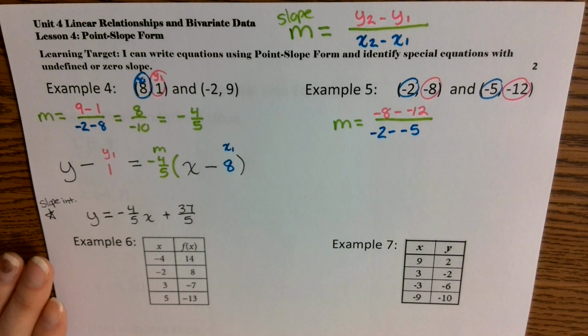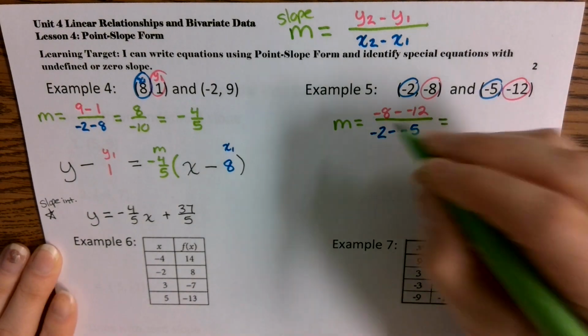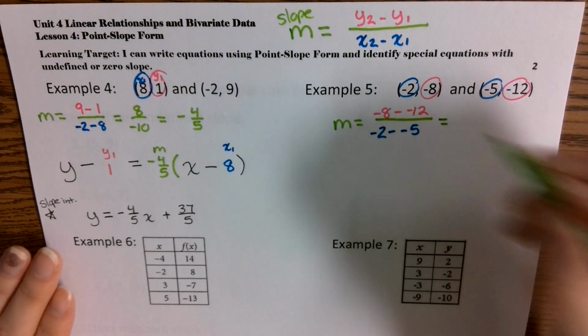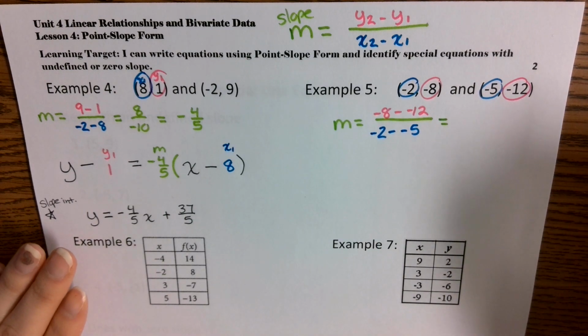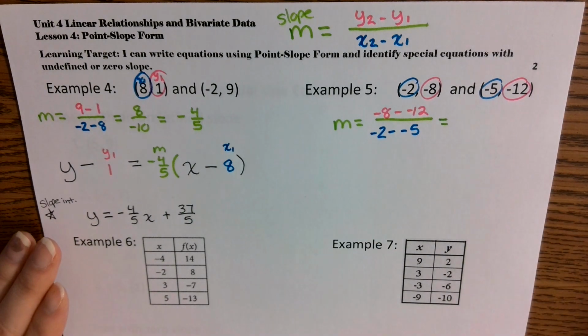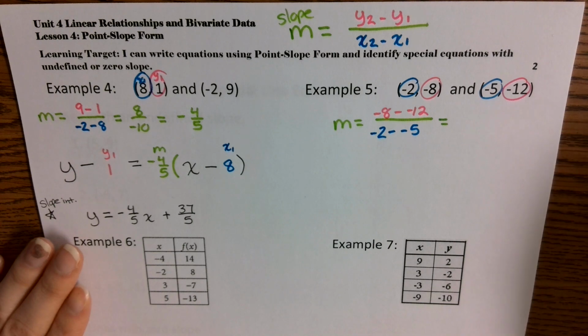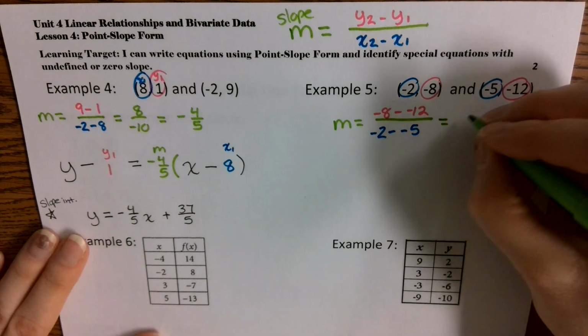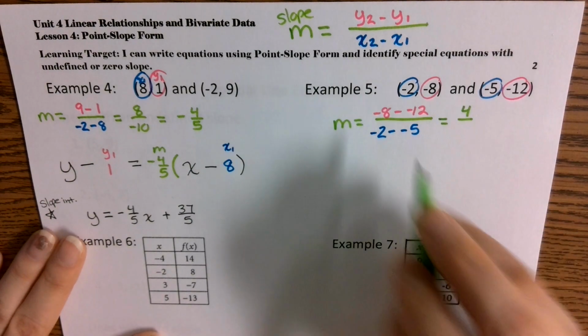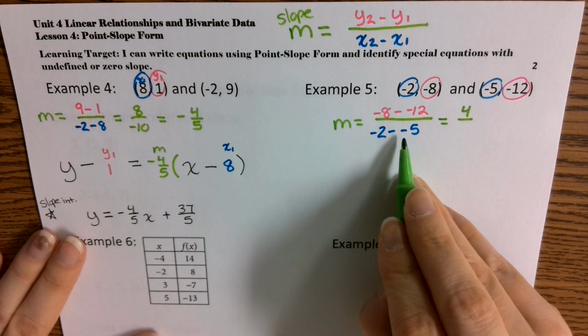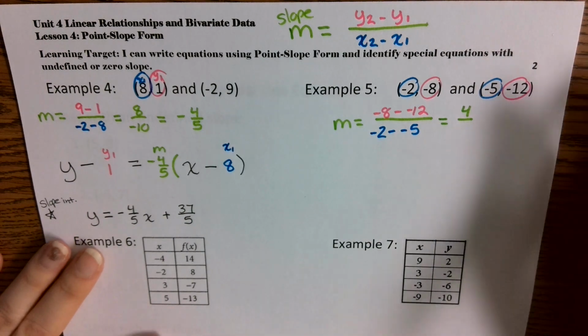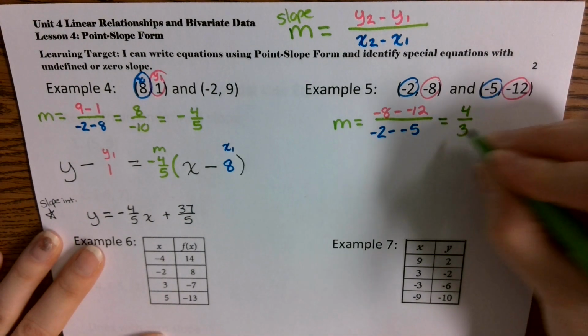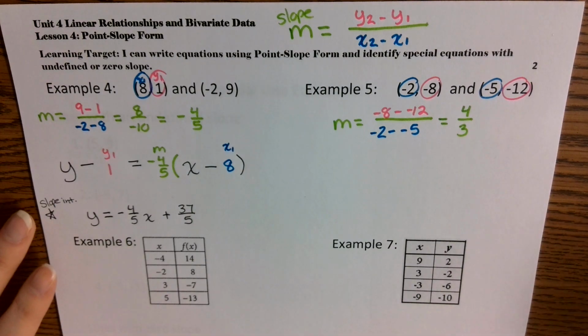Okay? Then we're just going to subtract. So negative 8 minus a negative 12, that's going to come out to a positive what? Negative 8 minus a negative 12 comes out to a positive 4. Okay? Negative 2 minus a negative 5 comes out to a positive 3. So we get 4/3 as our slope.